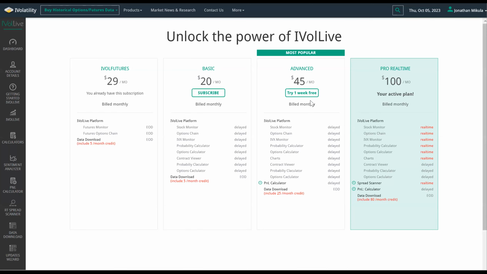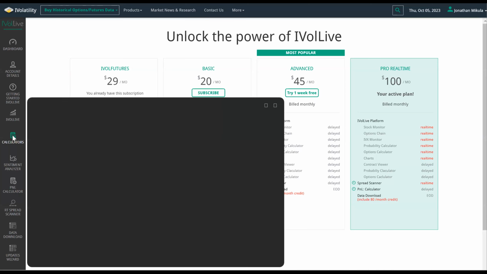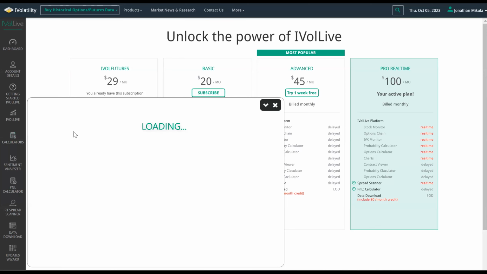There are 2 tabs. We'll call calculators. Okay, great. So that's a very good question, Flavio. Thank you for that. So basically, we have these tabs. This tab right here, calculators. This is included no matter what level you're at, basic, advanced, or pro real time.